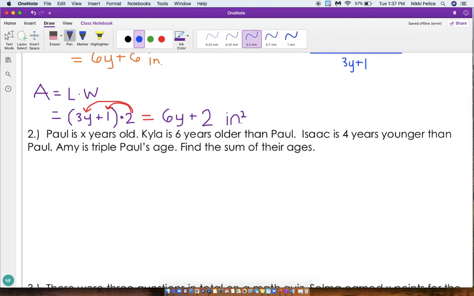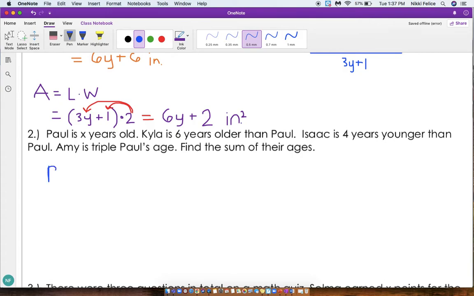Paul is X years old. Kyla is 6 years older than Paul. Isaac is 4 years younger than Paul. And Amy is triple Paul's age. Find the sum of their ages. So when we want the sum, that means we are going to need to add all of the ages together. But before we do that, we should break this problem down. How old is each person? If I don't know how old each person is, I won't be able to add all of their ages together.